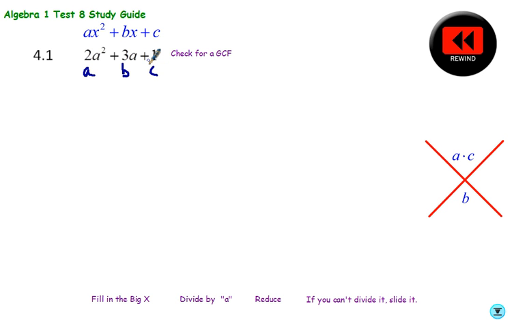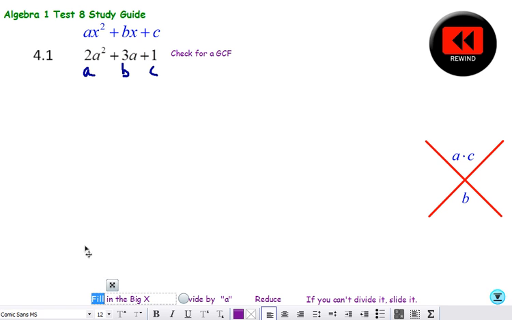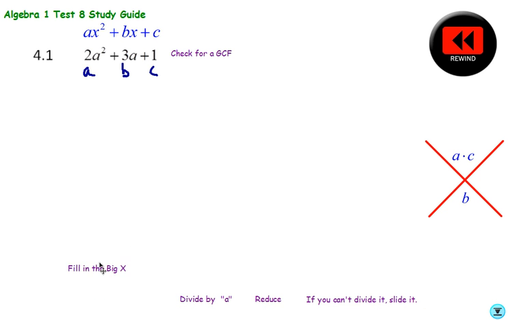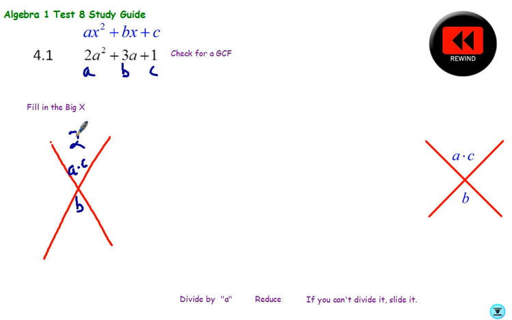All right, well, let's fill in our big X. So let's see what we would have there. And A times C on the top, as always. B on the bottom, as always. All right, A times C would be 2 times 1. Okay, well, that's 2. Easy enough. Number on the bottom, our B, would be 3.